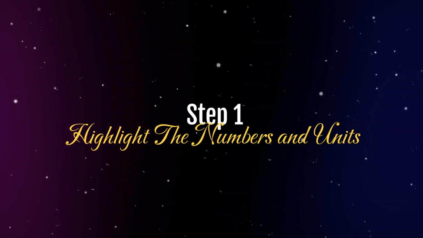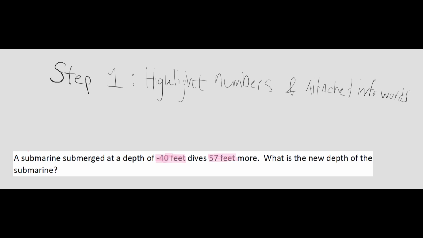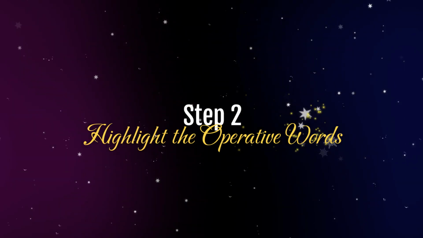Now, the first step is to highlight the numbers and their units. If I look back at this problem, I've highlighted negative 40, the first number I see, along with feet, because that's the unit attached to it. And then we have the number 57 and feet once again. If you need help finding the units, it's like 40 of what? 57 of what, right?